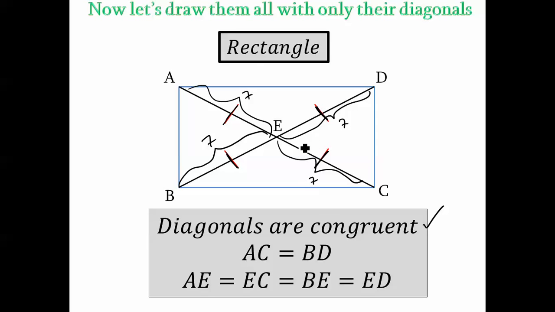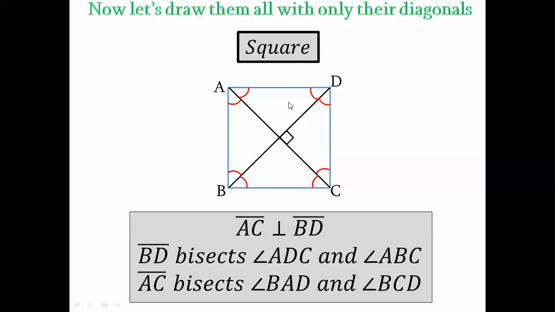Alright, notice these diagonals actually don't have to cut these angles in half. This angle is not necessarily bisected by the diagonal. And these angles in here, not necessarily 90 degrees. They can be if you're a special type of rectangle, which is called a square, of course. So if you're a square, you've got congruent diagonals, of course, right?